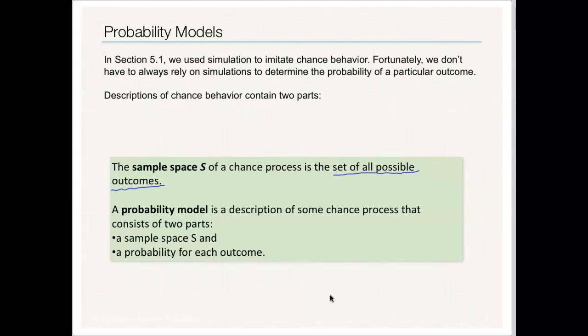All right. So while you're writing this, I'll give you an example. Let's say the chance process is to flip a fair coin once. Very, very basic chance process. We would say that the sample space is just heads or tails. Those are all the possible outcomes.